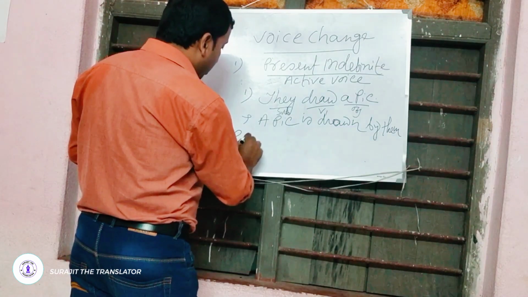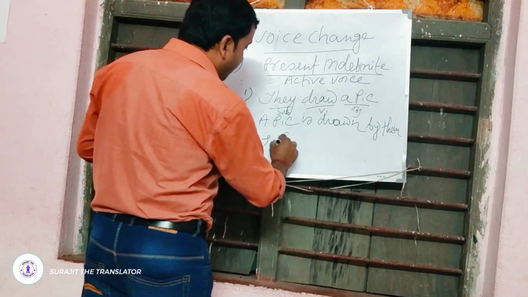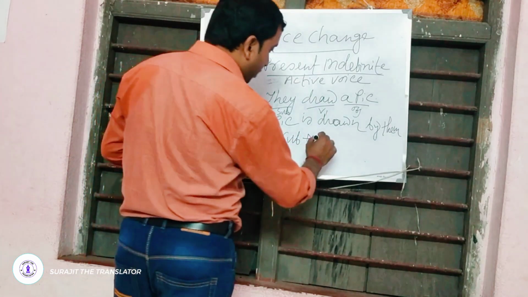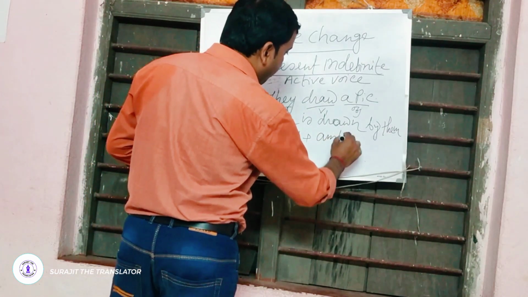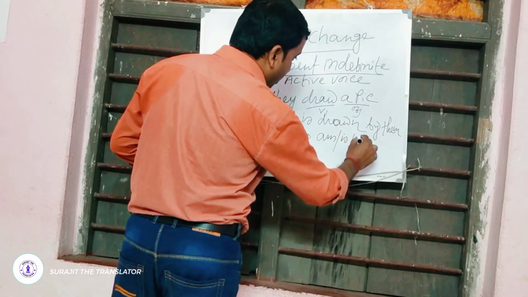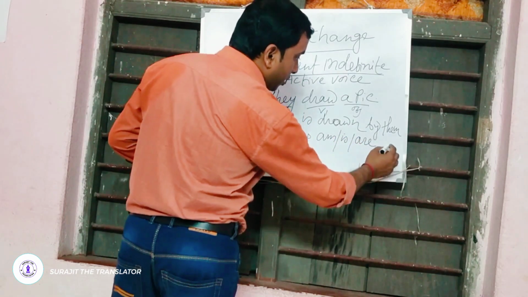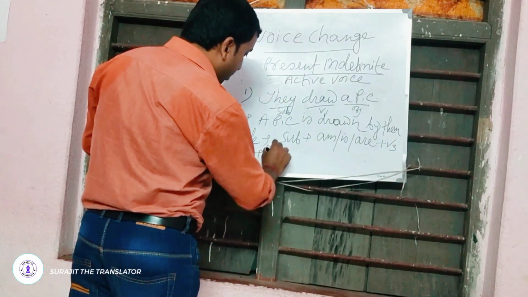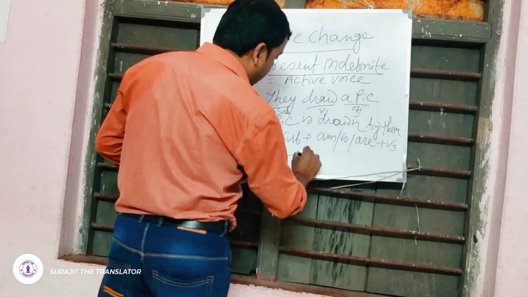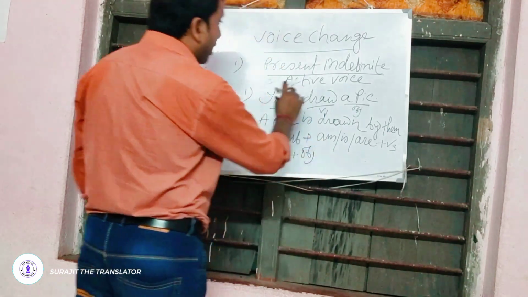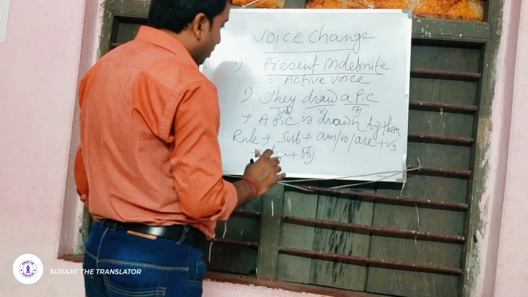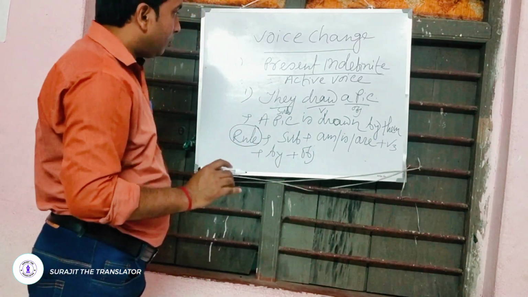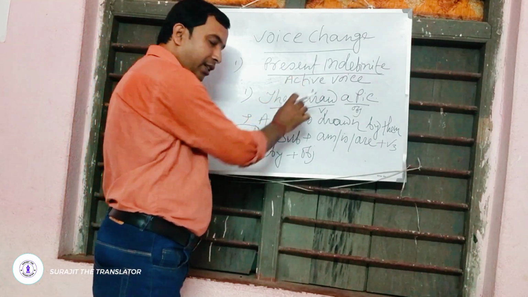So the rule: subject plus am, is, are plus V3 plus by plus object. These are the rules of present indefinite tense voice, from active to passive.